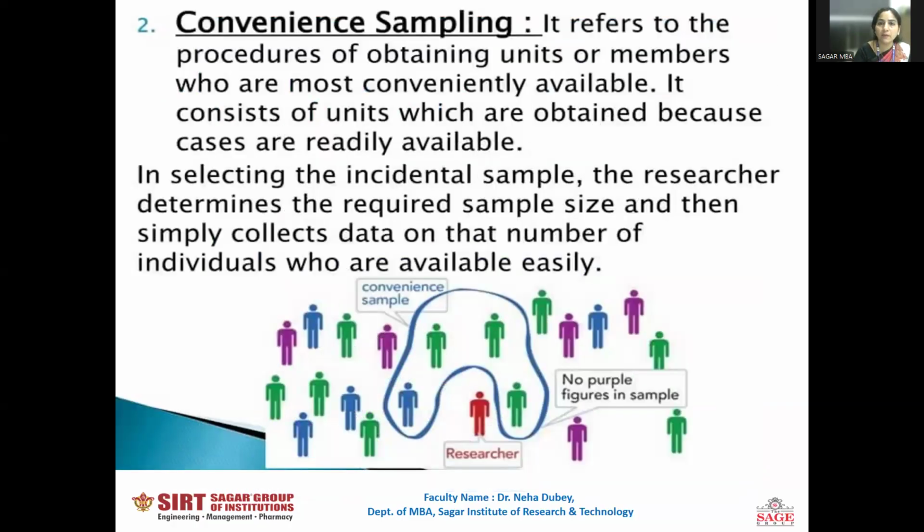Now, convenience sampling refers to the procedure of obtaining the units or members who are most conveniently available. It consists of units obtained because the cases are readily available. In selecting the incidental sample, the researcher determines the required sample size and then simply collects data on that number of individuals who are easily available. In a pictorial way, you can easily identify it. The researcher is present at a center, focusing on the nearby people so that he or she can easily ask questions and collect data. So this is known as convenience sampling.